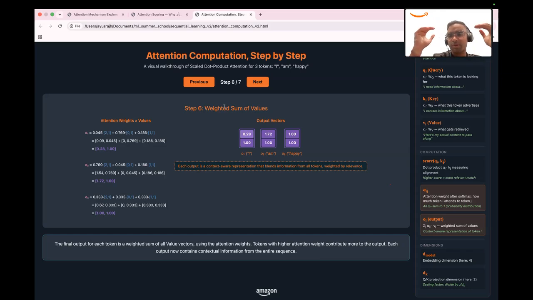I have some scores. I multiply those scalar scores with the corresponding value vectors at each and every token to get my output. This is where the value vector comes in. As you can see, output 1 is the score into value vector 1, the second attention score into value vector 2, the third attention score into value vector 3, and we get the final output.